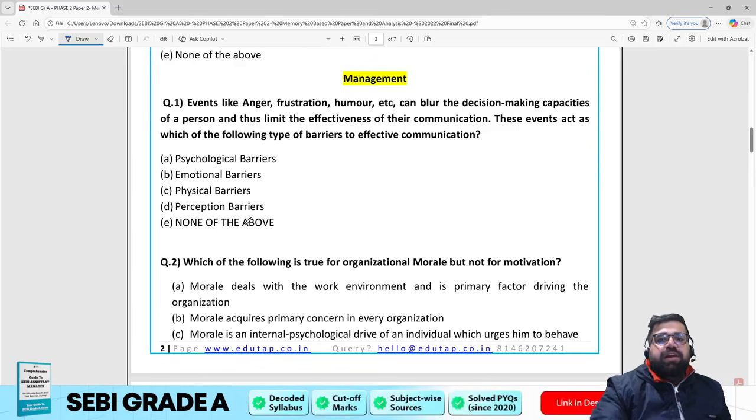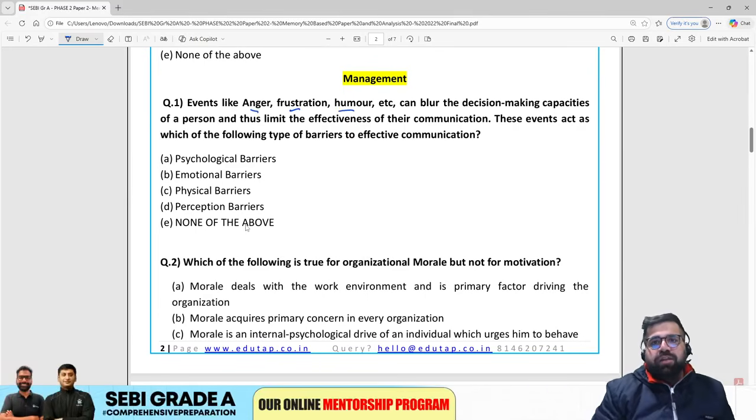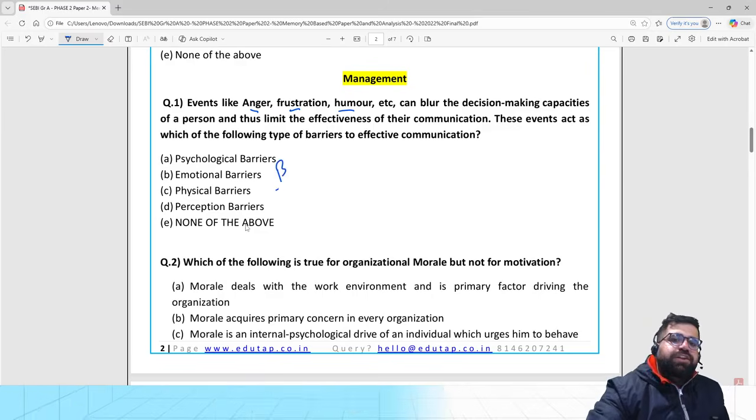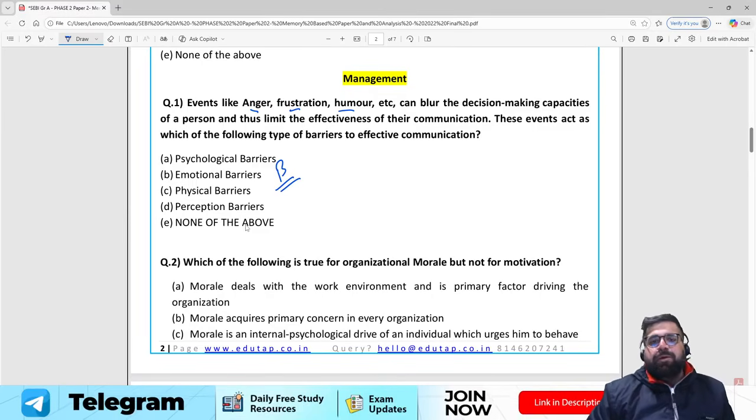The question is asking you regarding anger, frustration and humor. These are basically emotions of a person. Therefore, the correct answer will be option number B. The correct answer will be option number B.